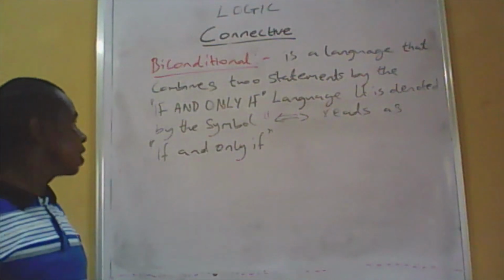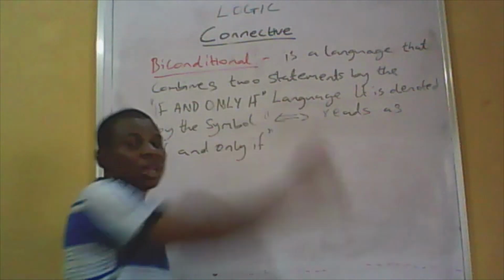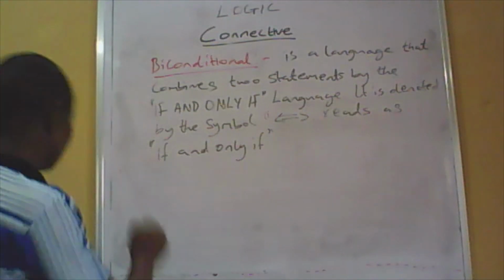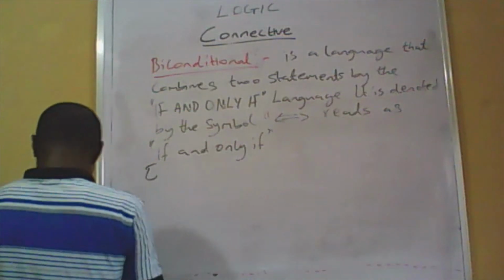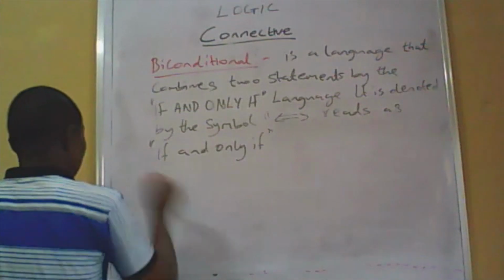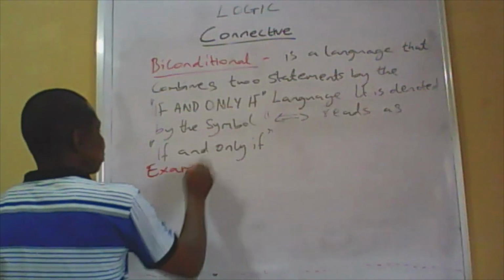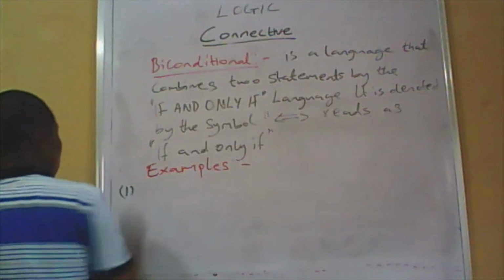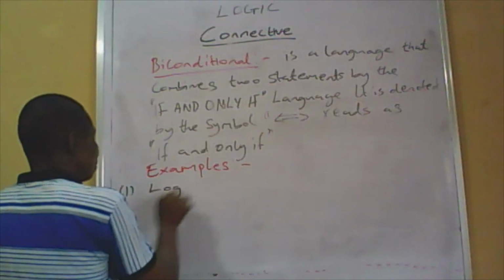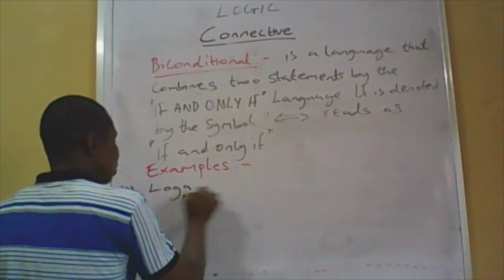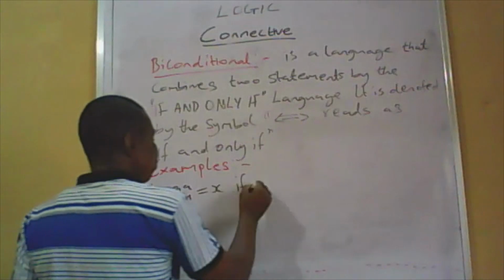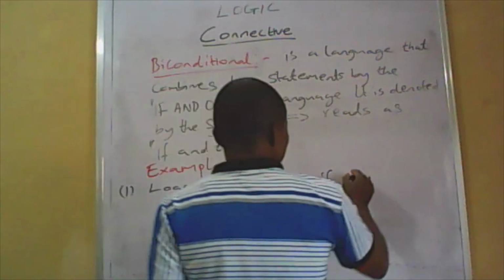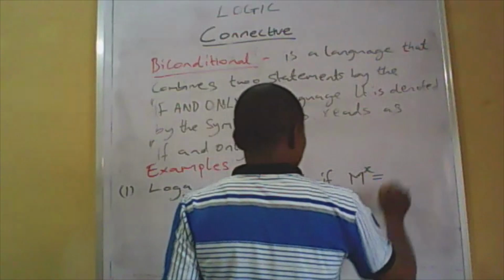It is denoted by the symbol left and right arrow, read as if and only if. Examples. Example 1: log A base m is equal to s if and only if m power s is equal to a.